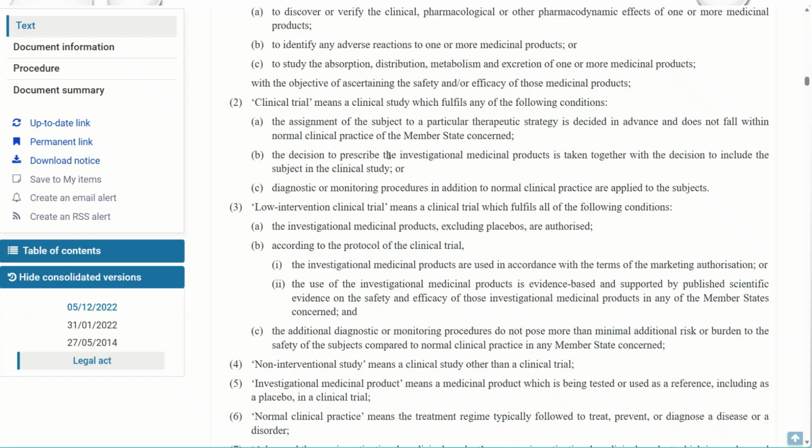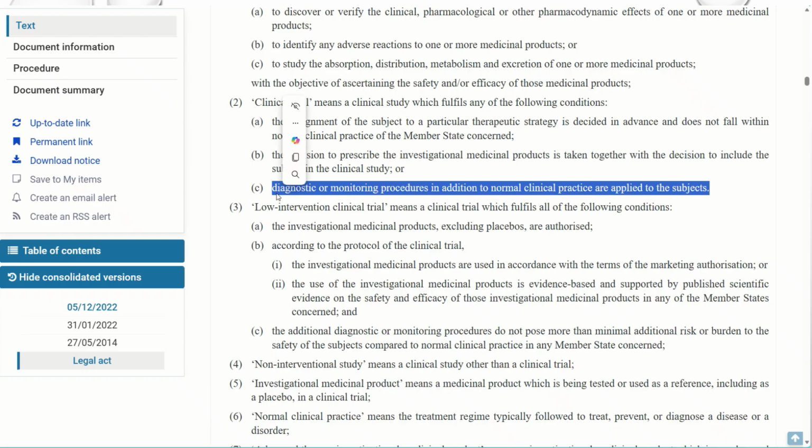One of the other conditions that could be met is that the decision to prescribe the investigational medicinal product is taken together with the decision to include the subject in the clinical trial, and then usually for the first two, but this is not exclusive, diagnostic and monitoring procedures in addition to normal clinical practice are applied to the subject. So that means that there will be additional testing of blood samples, testing of urine samples, additional monitoring, follow-up measures, and follow-up steps that will be applied to the subjects in the clinical trial.